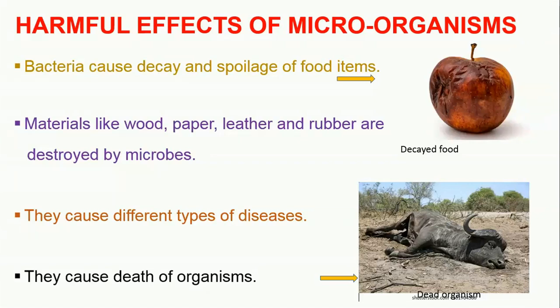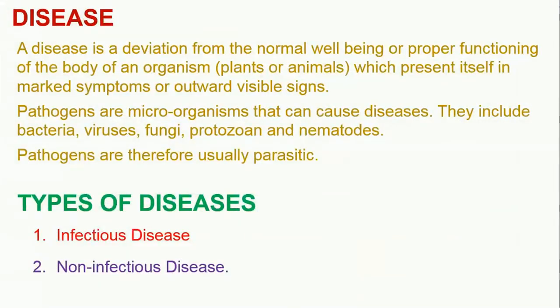And then number four here is that they cause death of organisms. Now here is an image showing the death of a herbivore, a buffalo, probably as a result of disease. Who knows? Now what is disease? A disease is a deviation from the normal well-being or proper functioning of the body of an organism, and that can be either plant or animal. So both of them can be diseased, which presents itself in marked symptoms or outward visible signs.